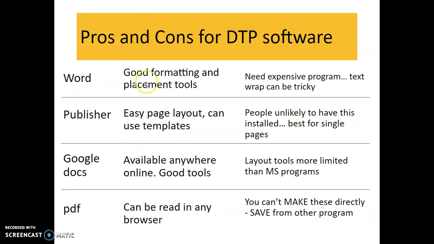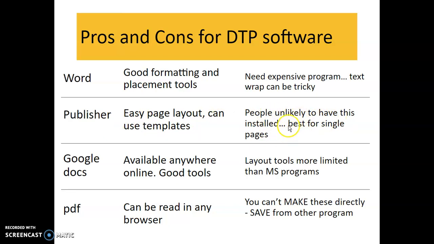So if I choose Word, I get good formatting tools and I can place things on the page where I want them. The only problem with Word is that it's an expensive program and sometimes text wrapping can be a little bit tricky. I could maybe choose Publisher and that lets me easily lay things out on the page and use templates. The real problem with Publisher is that not everyone will have that installed on their computer.